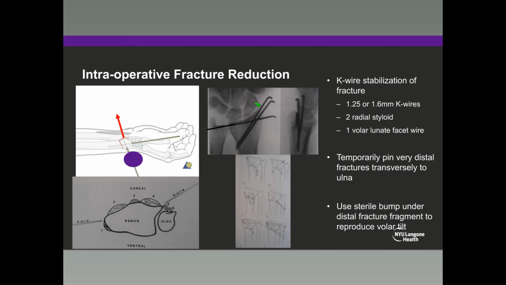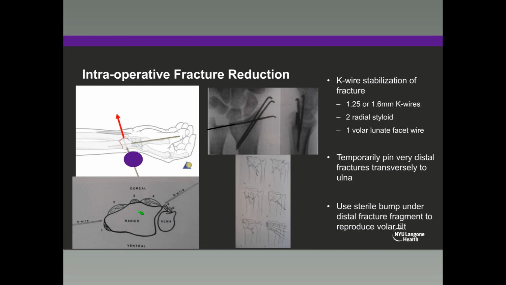And then I like to put K wires. I usually will put two K wires from the radial styloid into the intact or proximal segment. And if I have a volar lunate facet fragment that is depressed, I'll elevate it, and I like to put a K wire going across. And if it's very distal, I'll even put it into the ulna temporarily to keep that fragment elevated. So you certainly can do that.